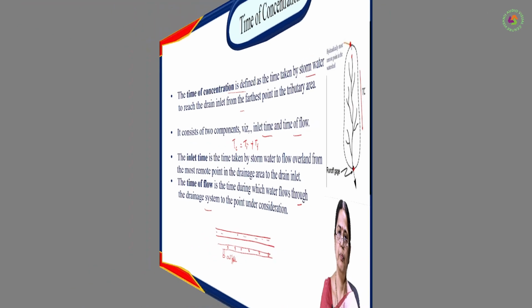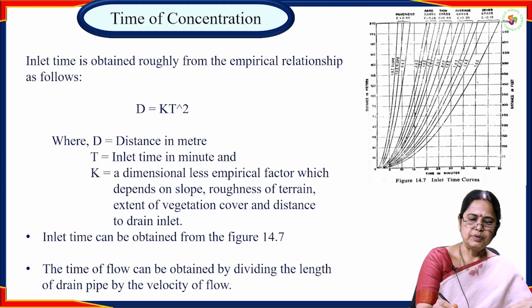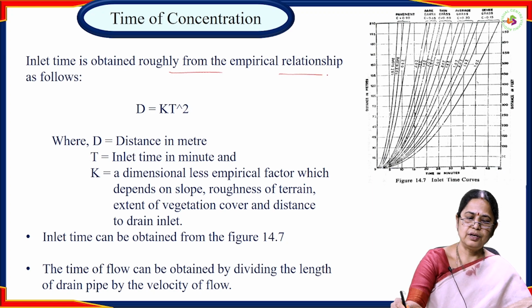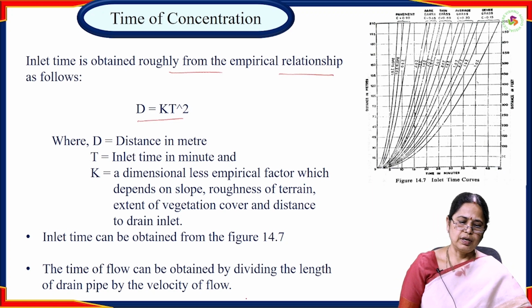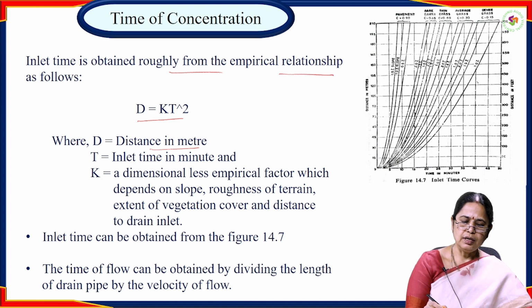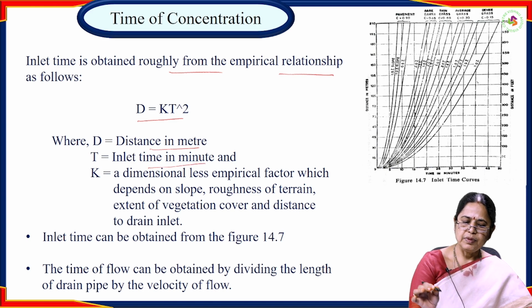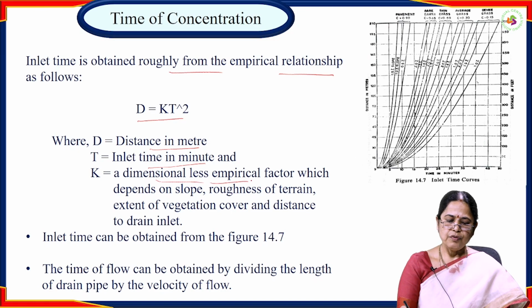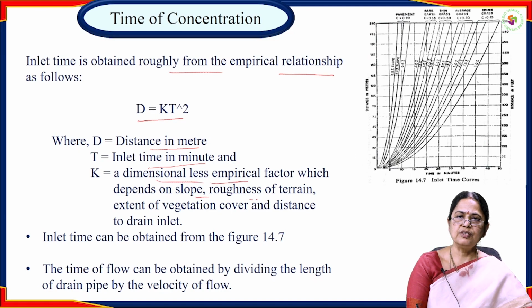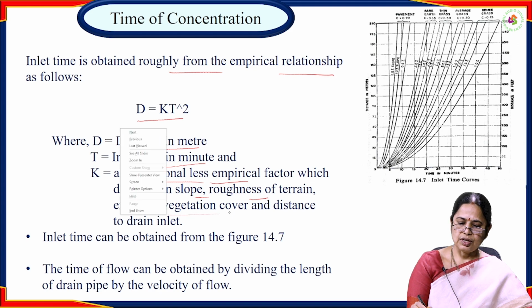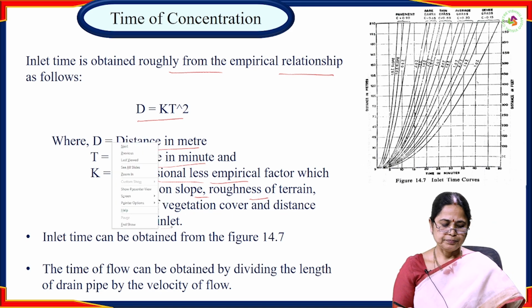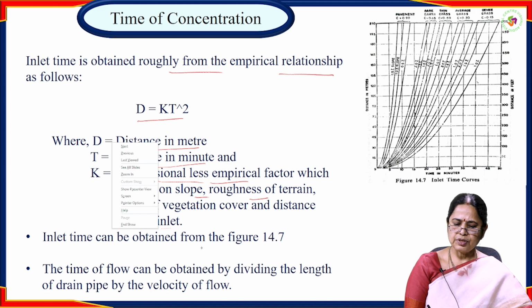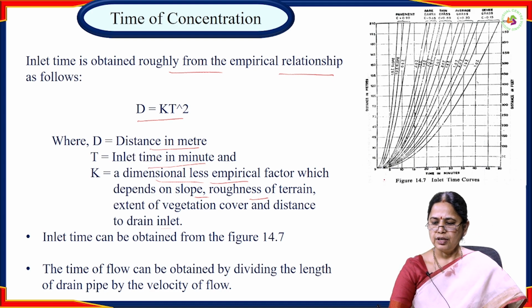Time of inlet is obtained roughly from the empirical relationship as follows: d is equal to k t squared. D is the distance in meters, t is the inlet time in minutes, and k is a dimensionless empirical factor which depends on slope, roughness of terrain, extent of vegetation cover, and distance to the drain inlet. The inlet time can be obtained from this particular figure.